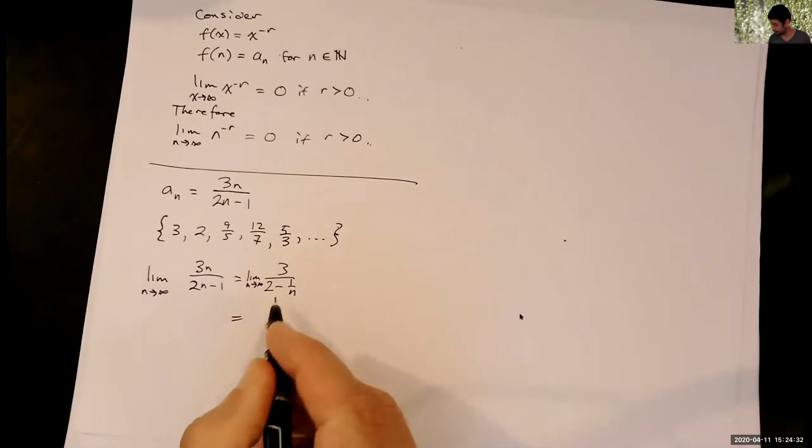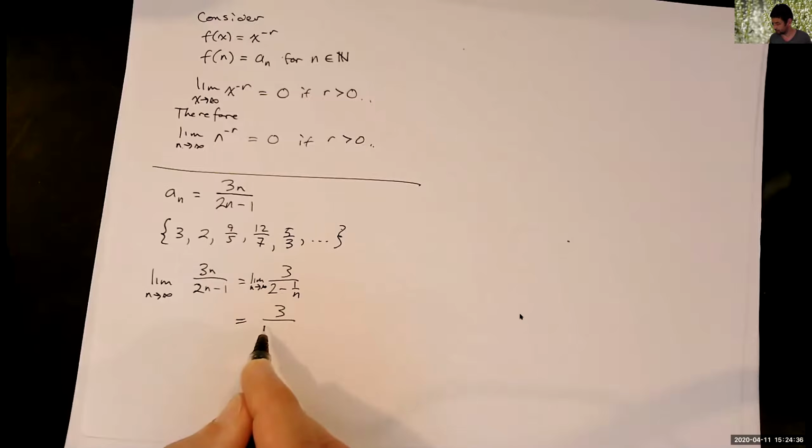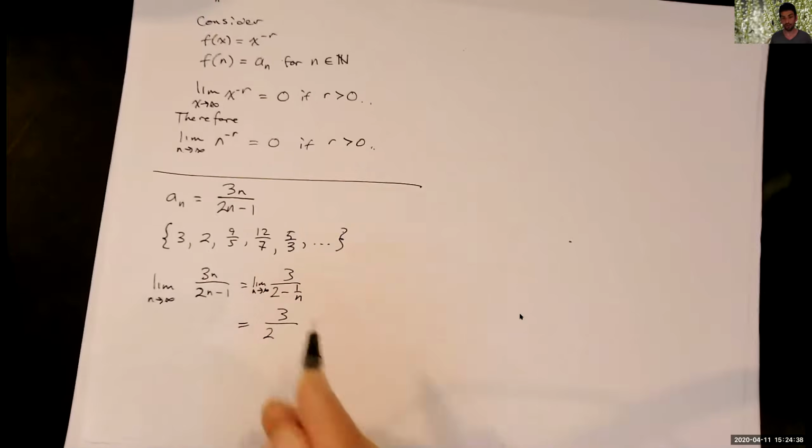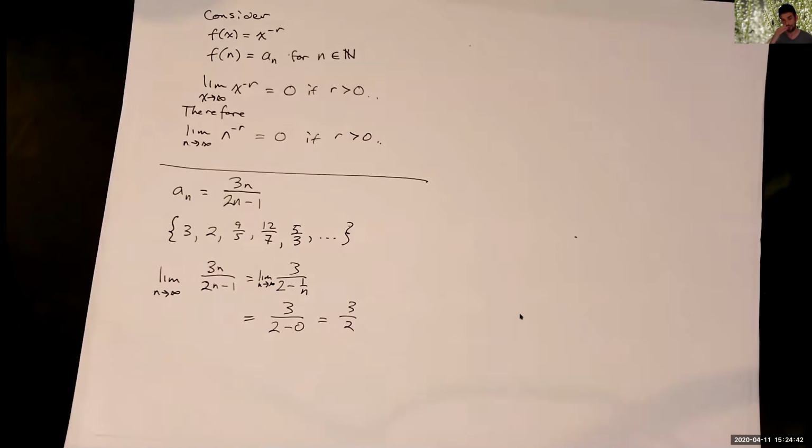The limit of the constant is just 3. In the denominator, we get another limit of a constant, which is 2. The limit of 1 over n is 0. So we get 3/2. Okay. So there's actually not a whole lot of new stuff with these limits. This should look very familiar to us from Calc 1, even if that was quite a long time ago.